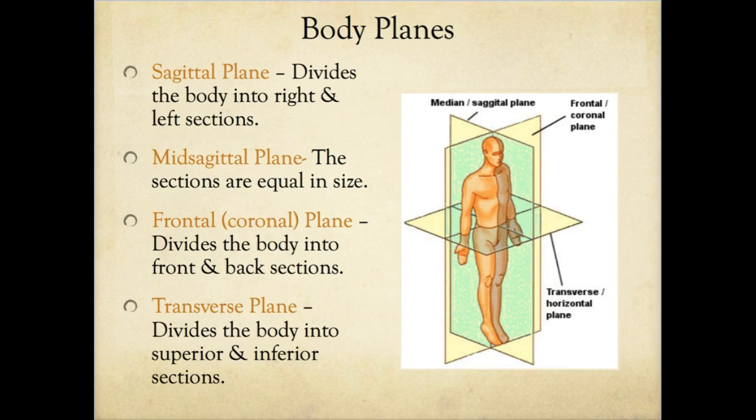The last plane is what's known as a transverse plane, and this one just goes across. So anywhere I cut it across this way, that is a transverse plane. So I get a top and a bottom, a superior and an inferior section. A lot of your med school sections will be based on this transverse section so that you know what's in that entire region or body part.